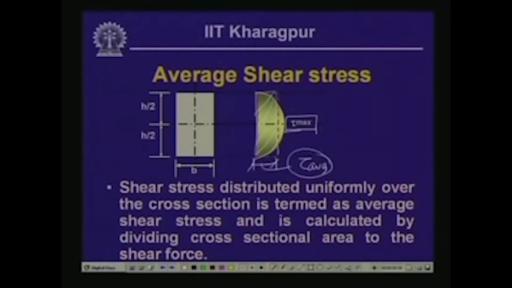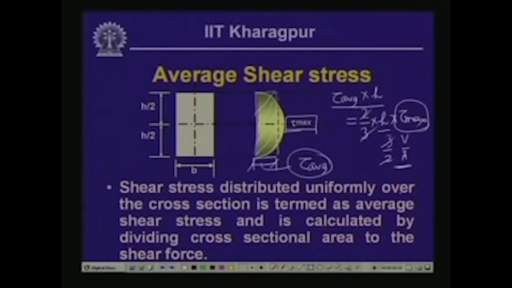Now, if tau average is this width, the area of this rectangle is tau average times h, and this should be equal to the area under the curve with the actual distribution of the shear stress, which is 2/3 of h times tau max. As we have seen earlier, tau max is 3 by 2 times V by A, where V is the shear force and A is the cross sectional area. So, this gets cancelled, and we have tau average into h equals h into V by A. Thereby, tau average is equal to V by A.